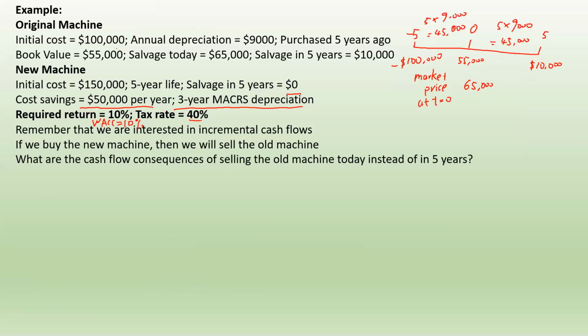And we're only interested in incremental cash flow, which means using this new machine, we can save $50,000 per year. That is incremental cash flow.